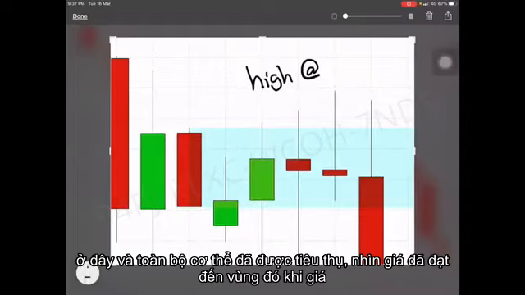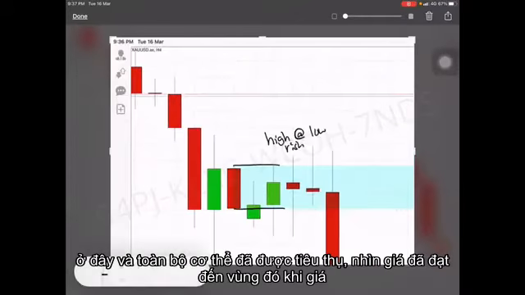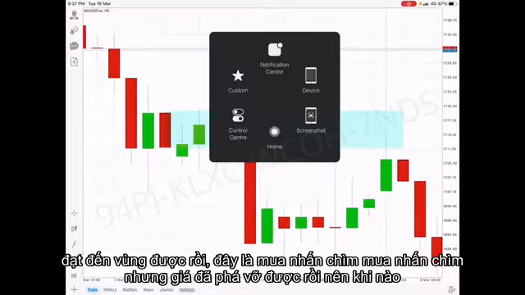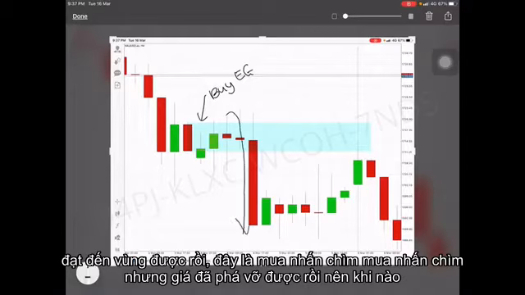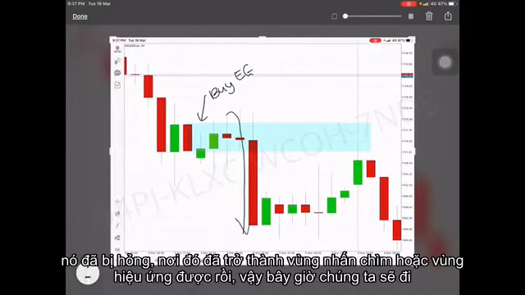The price reached that zone. Look. When the price reached the zone, okay, this is buy engulfing. But the price broke down. Okay, so when it broke down, that place has become engulfing fill or EF zone.